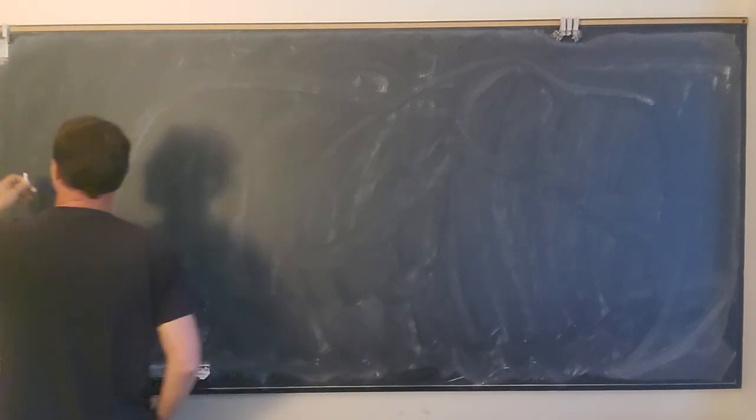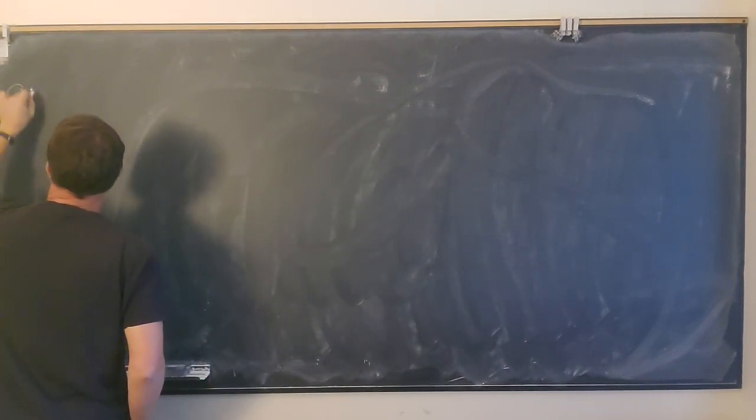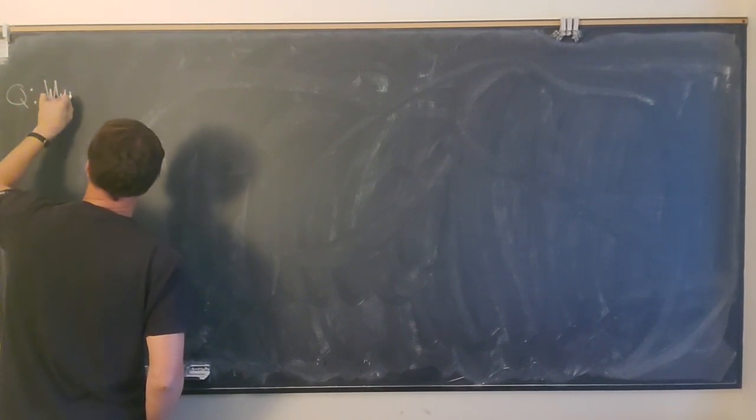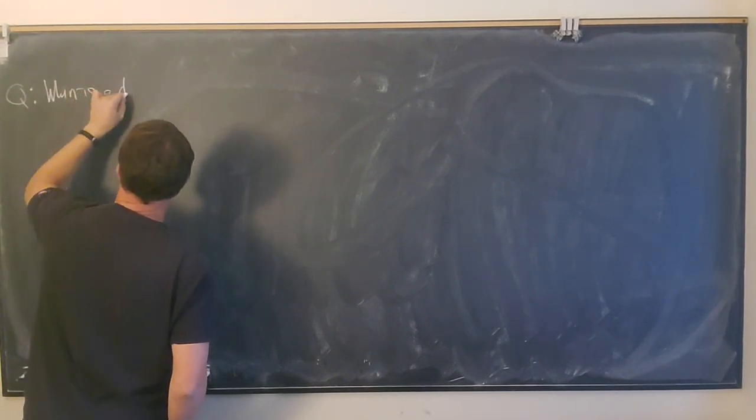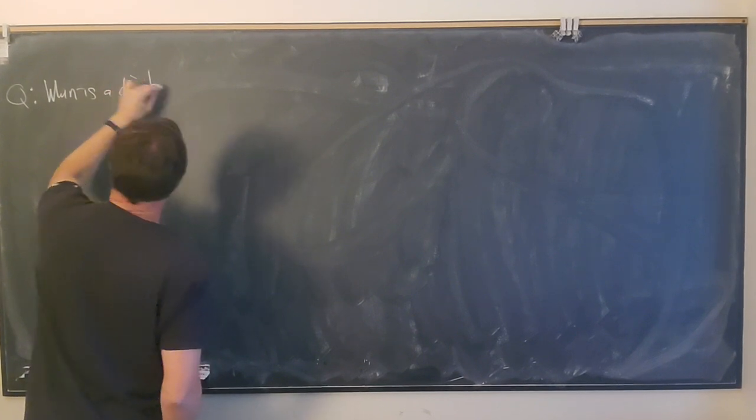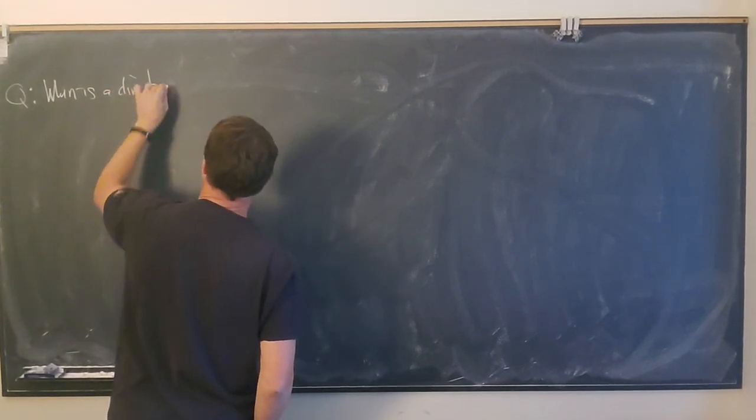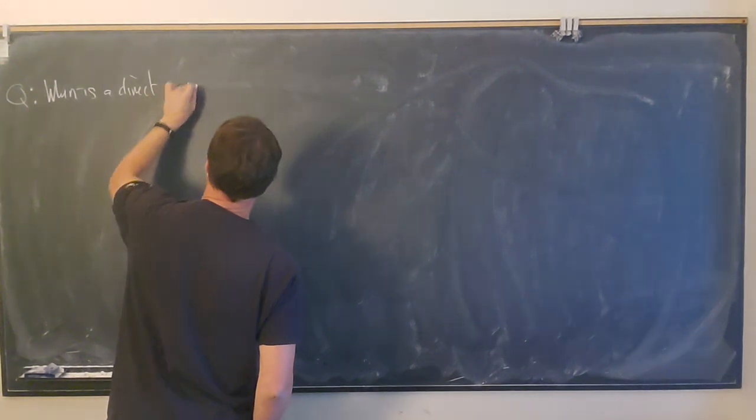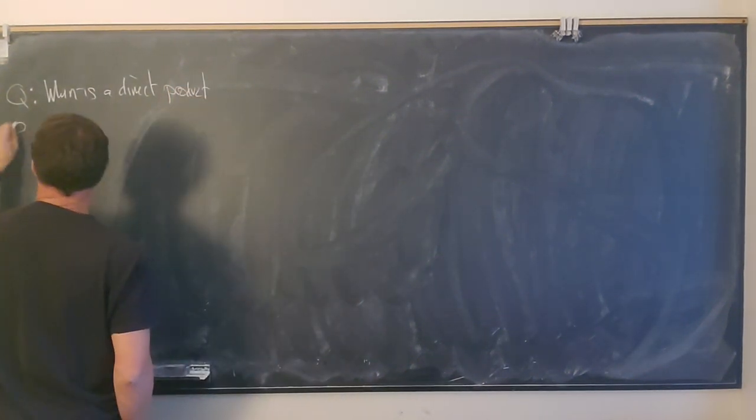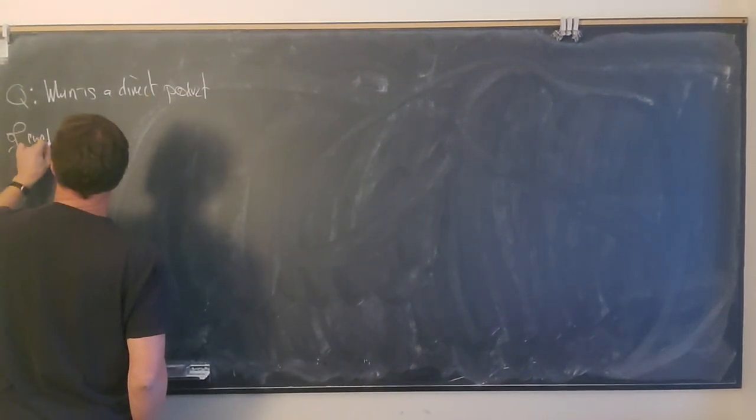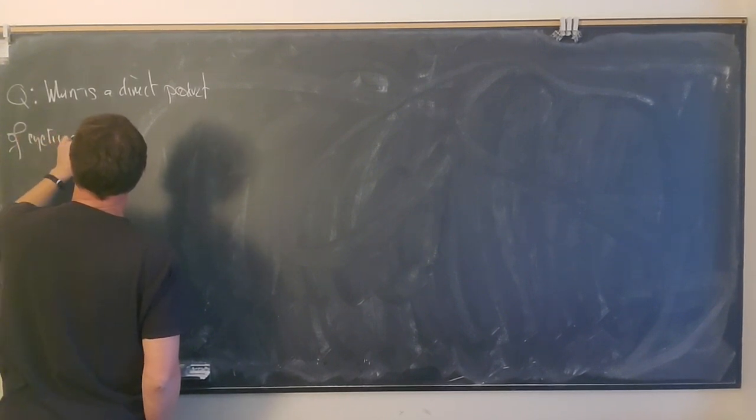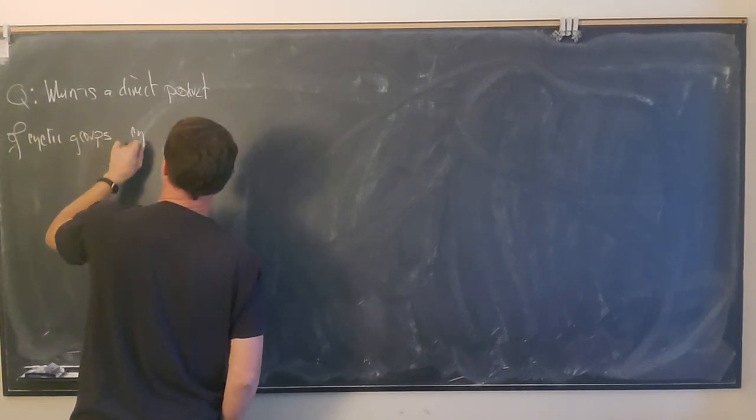So here's the question that we want to answer. When is a direct product of cyclic groups cyclic?